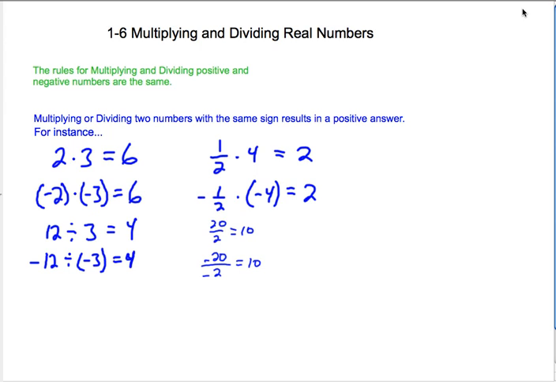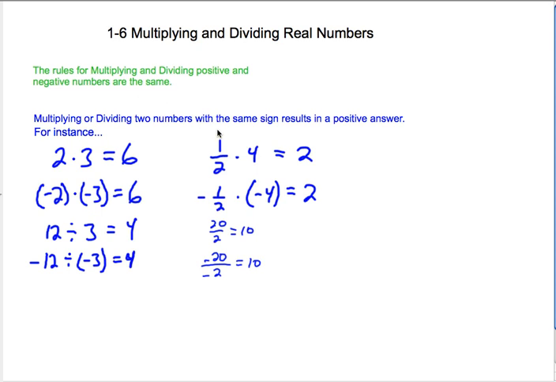This video will be about multiplying and dividing real numbers. Mostly what I'll be talking about is multiplying and dividing positive and negative numbers and the rules for that. The rules for multiplying and dividing positive and negative numbers are the same. It's different for adding and subtracting, but for multiplying and dividing it's the same.